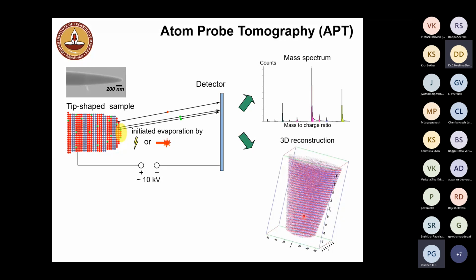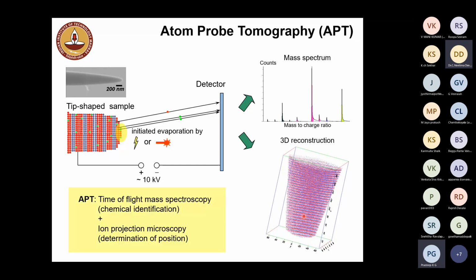This means, in simple terms, atom probe tomography is a combination of time-of-flight mass spectroscopy, useful for chemical identification, and an ion projection microscopy, because the detector X and Y position is utilized to reconstruct this into a three-dimensional volume. And therefore, we can say this is also an ion projection microscopy over a fixed distance between the sample and the detector.